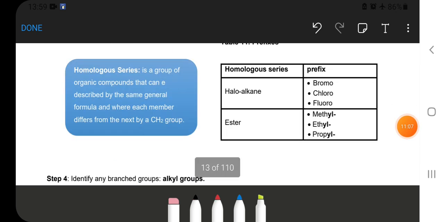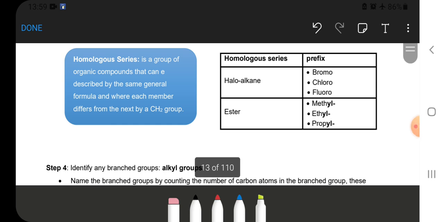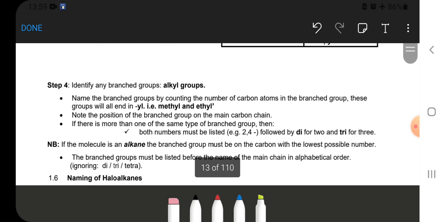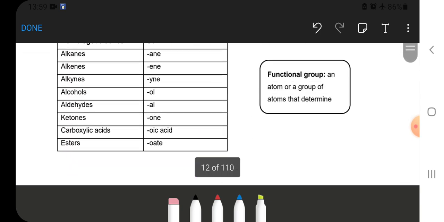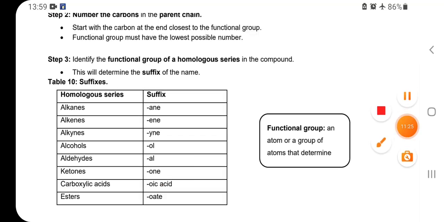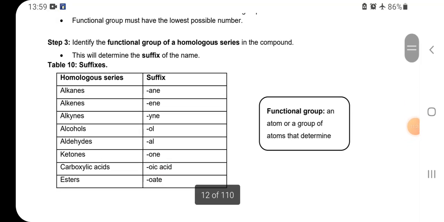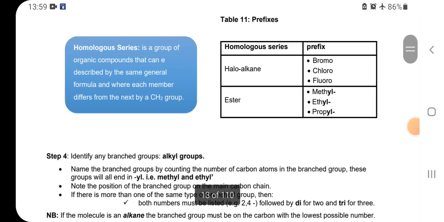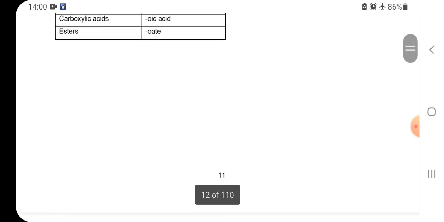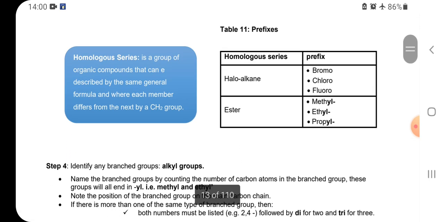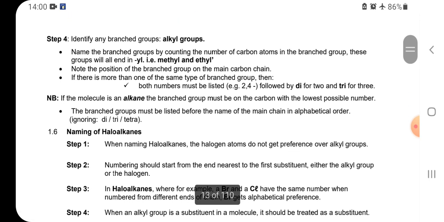And now you can learn how to name the branches. So you have bromo for haloalkane, chloro, fluoro, and the ones for ester. We did step 3, where we check the prefixes, and this is a continuation of the prefixes. And now step 4: identify any branched group.